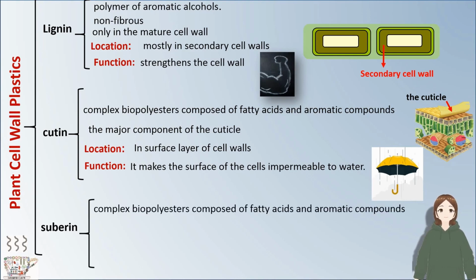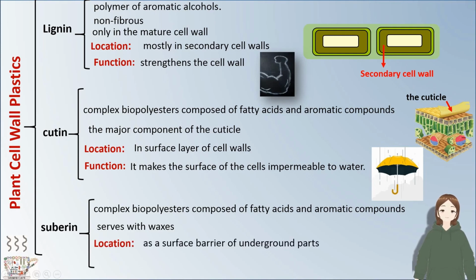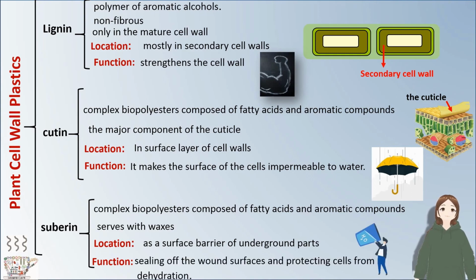Suberin is a complex biopolyester composed of fatty acids and aromatic compounds too. It is associated with waxes. It's located as a surface barrier of underground parts, and it plays a role in sealing of the wound surface and protecting cells from dehydration.